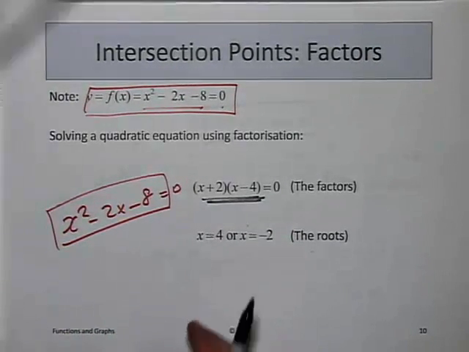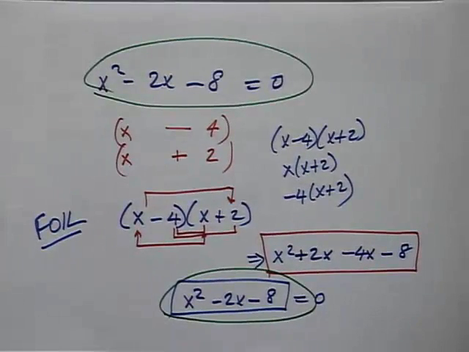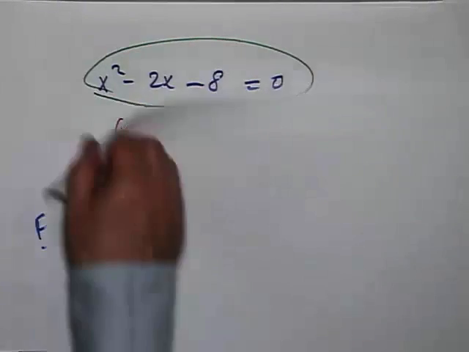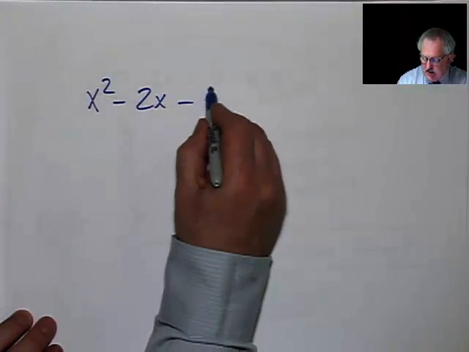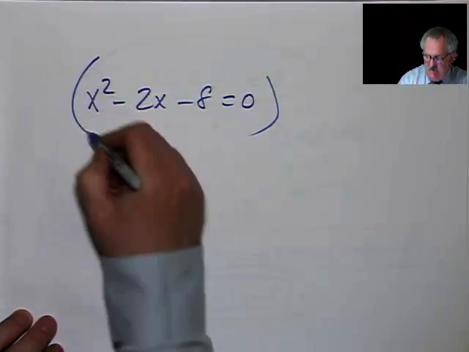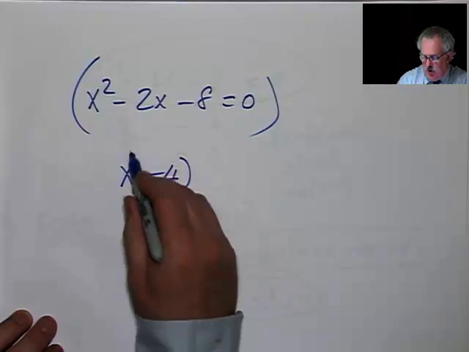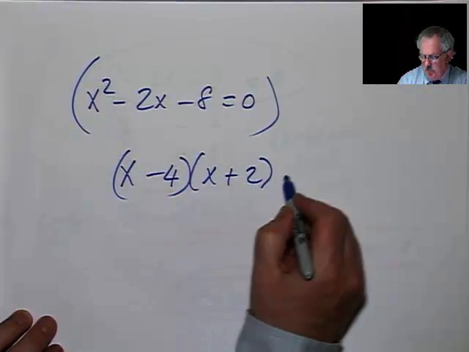Now, we have to go one more step. And what we're saying here is that really we want this to be equal to 0. Why? Because we're interested in the y equal to 0. We're interested in the x-axis. So x squared minus 2x minus 8 is 0. And we simplified that, it says x minus 4 by x plus 2 is 0.